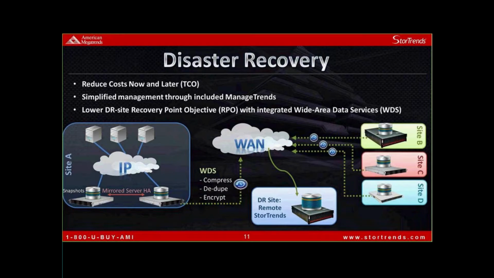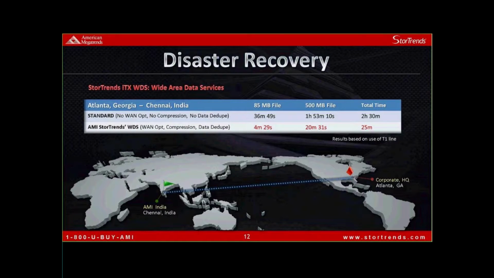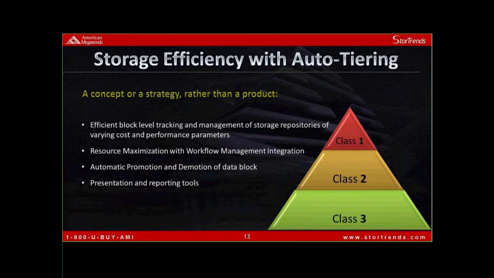Here are just some sample numbers that we ran. 585 megs worth of data with no optimization at all, just standard TCP running I/O. It takes about 2 hours and 30 minutes to get that completely sent across the wire. Now, using WAN optimization, compression, deduplication, we narrowed that down to 25 minutes. So you can absolutely see the advantages in utilizing our disaster recovery solution over anybody else's.